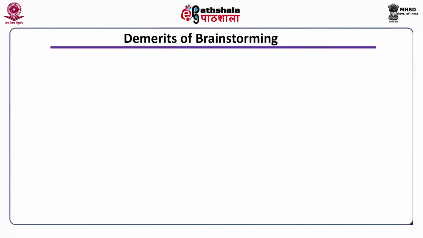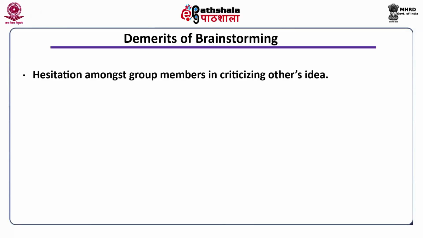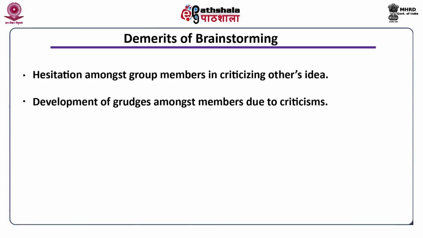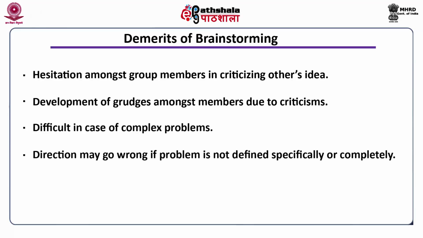There are certain demerits of brainstorming: the hesitation amongst group members in criticizing others' ideas, development of grudges amongst members due to criticisms, difficulty in case of complex problems, and the direction may go wrong if the problem is not defined specifically or completely. In recent years, some decision-making groups have utilized electronic brainstorming, which allows group members to propose alternatives by means of email or any other electronic means such as an online posting board or discussion room.